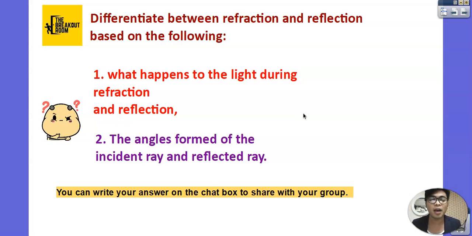So let's take a look now at the difference between a reflection and a refraction. I want you to bear in mind what happens to light during refraction and reflection. There's a difference, of course, and the angles formed between the incident ray and the reflected ray are also different between reflection and refraction. I want you to write it in your notes, and let's compare your answer with mine later. I'm going to give you a minute to think about that. Alright? So your time starts now.